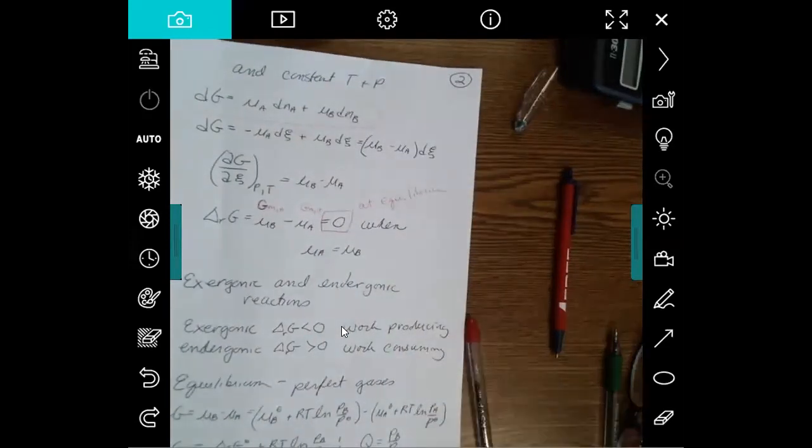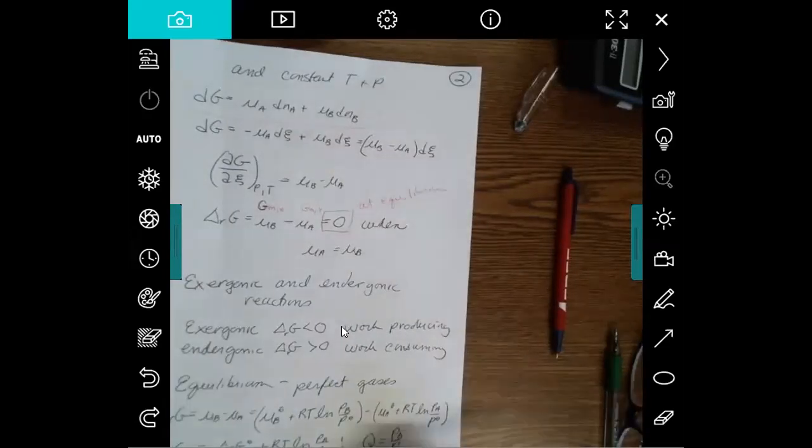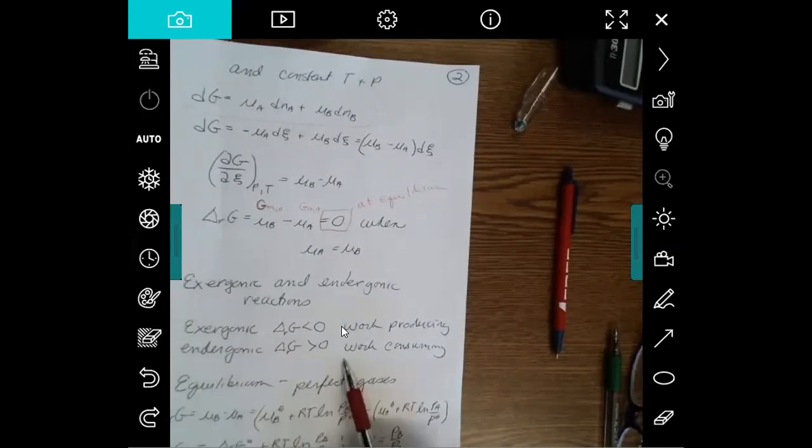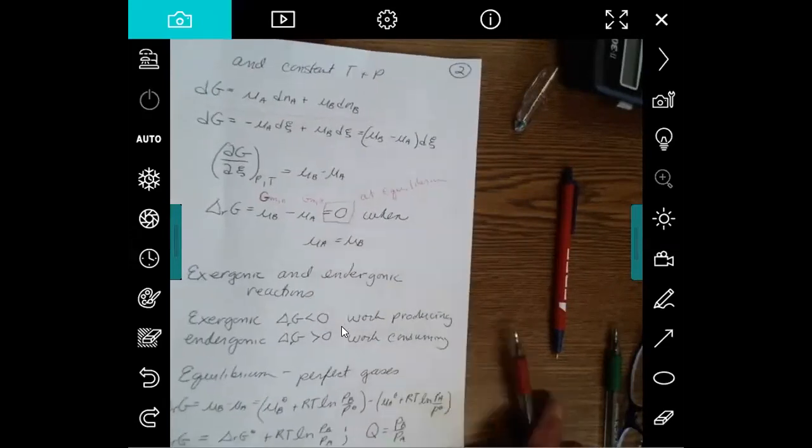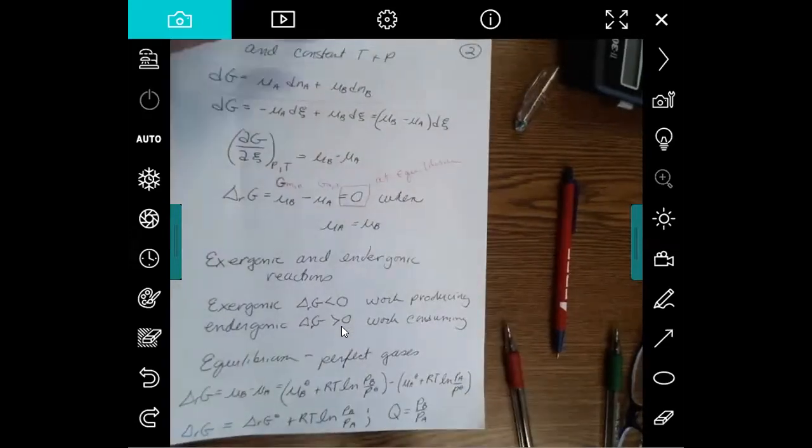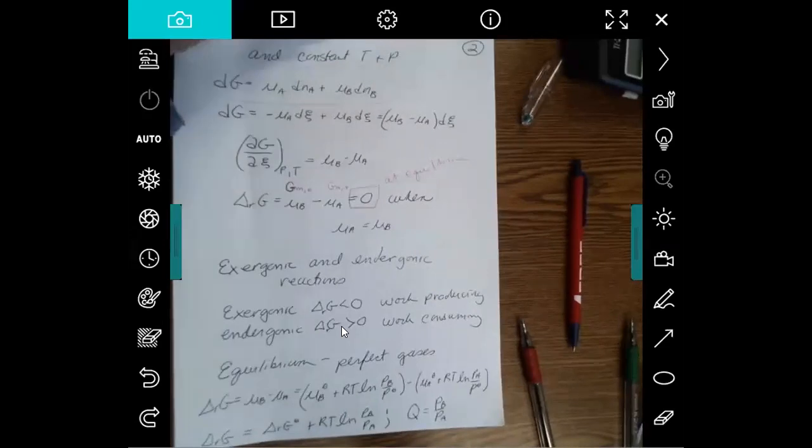So just a couple of definitions. Exergonic and endergonic reactions. So exergonic reaction is one that you could produce work, so that's the same thing as saying it's spontaneous. Endergonic is one that consumes work, so that's the same thing as saying it's not spontaneous, but you could force it to happen by doing work on the system.